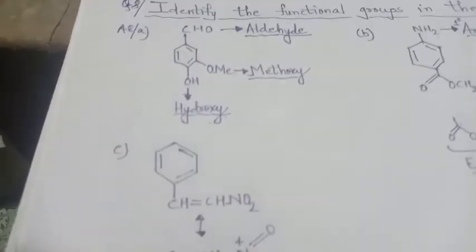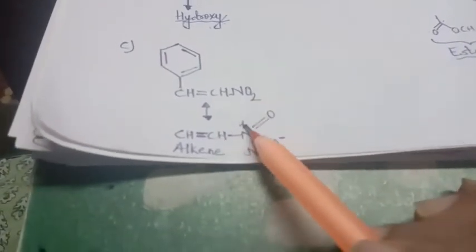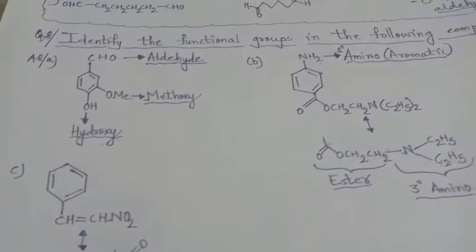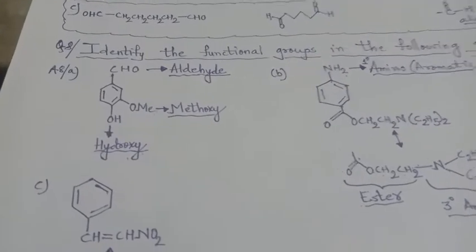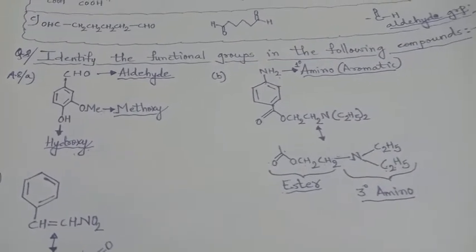Clear? So, and now what is here? One more, that is again an aromatic ring, a benzene ring attached with CH double bond CH NO2. Double bond suggests here alkene. And what about NO2? N plus and double bond O, and here O minus, because it will be the coordinate covalent. So NO2 is the nitro functional group. So these are the functional groups which are present in the given compounds.